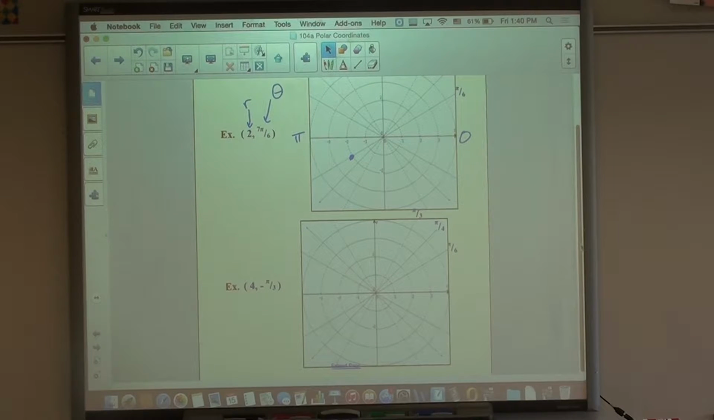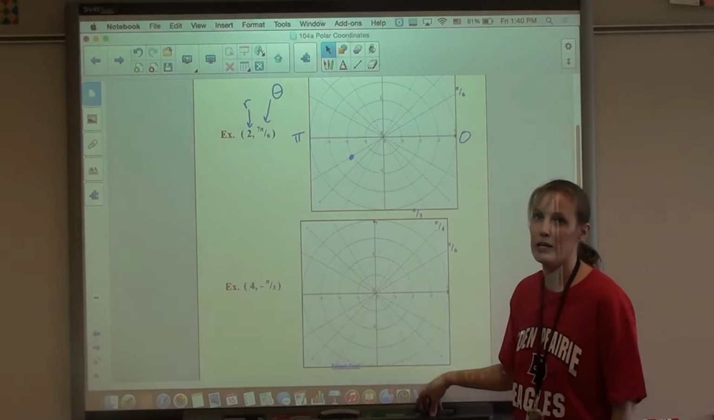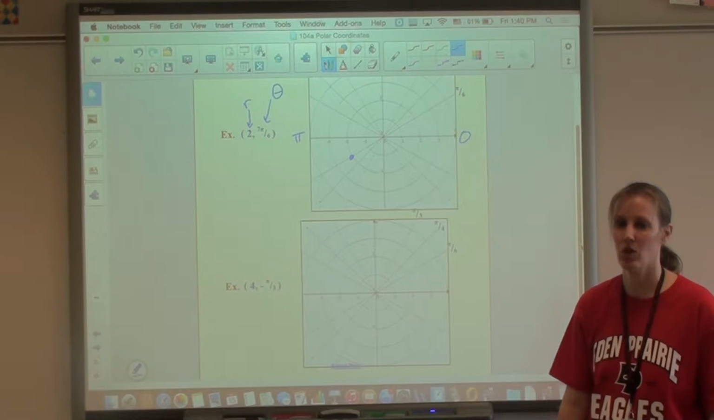So why can't you do the R first? You can find R and then follow along to the angle, that's fine. Whichever works better for you is fine. When you're plotting points, it's no big deal. It's when you're plotting equations that it gets hard. Gotcha. Yeah.